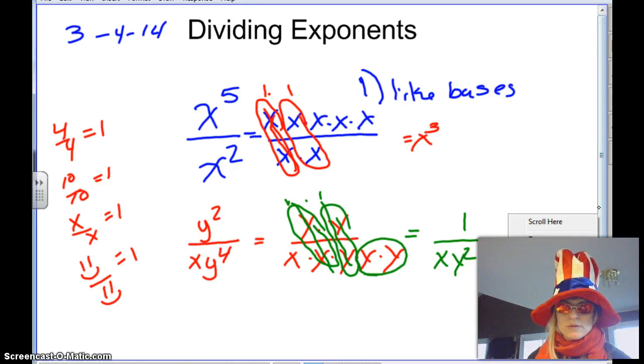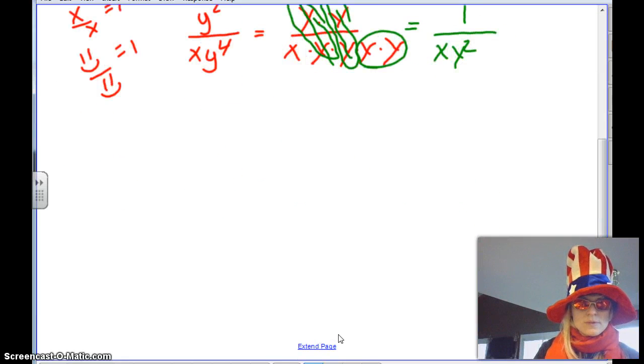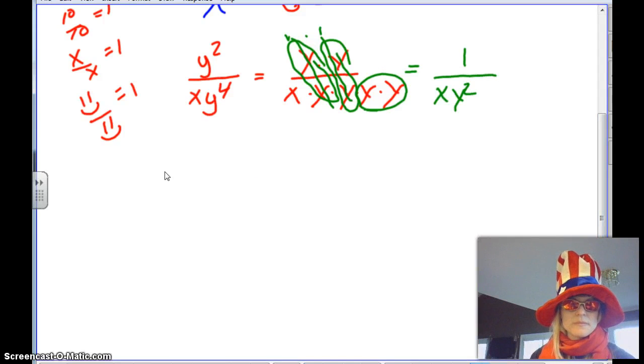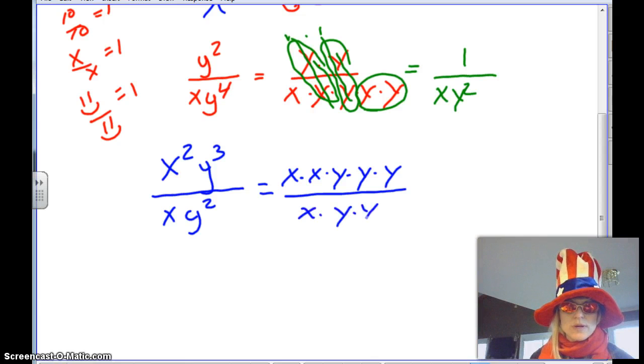Okay, so let's look at another example here. So how about if we have x squared y to the third over x y squared. Okay. So I'm going to write this out in expanded form. I've got x times x times y times y times y all over x times y times y, right?